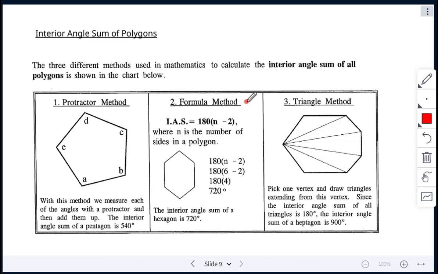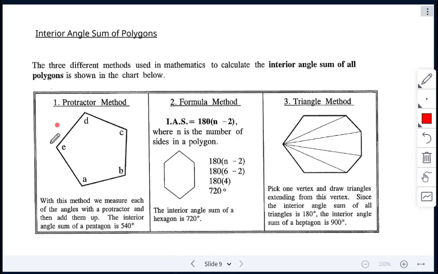Next is the formula method. The interior angle sum, IAS, is equal to 180, and then in brackets n minus 2. N represents the number of sides in the polygon. In this example, we have 1, 2, 3, 4, 5, 6 sides, so it's a hexagon. In our formula, we have 180 times 6 minus 2 in the brackets. Brackets are done first, which gives me 4. 180 times 4 gives me 720 degrees. So the interior angle sum of the hexagon is 720 degrees.